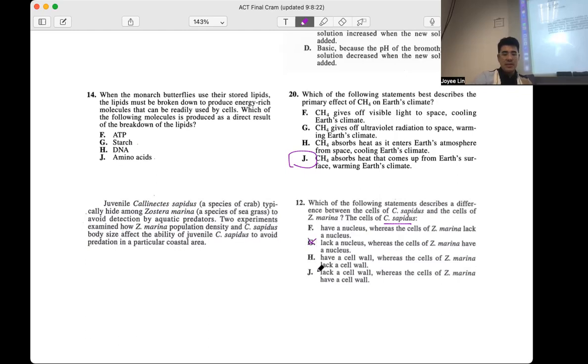Does C. sapidus have a cell wall? No, right? So C. sapidus lacks a cell wall, whereas Z. marina does have a cell wall. Plant cells also have nuclei.